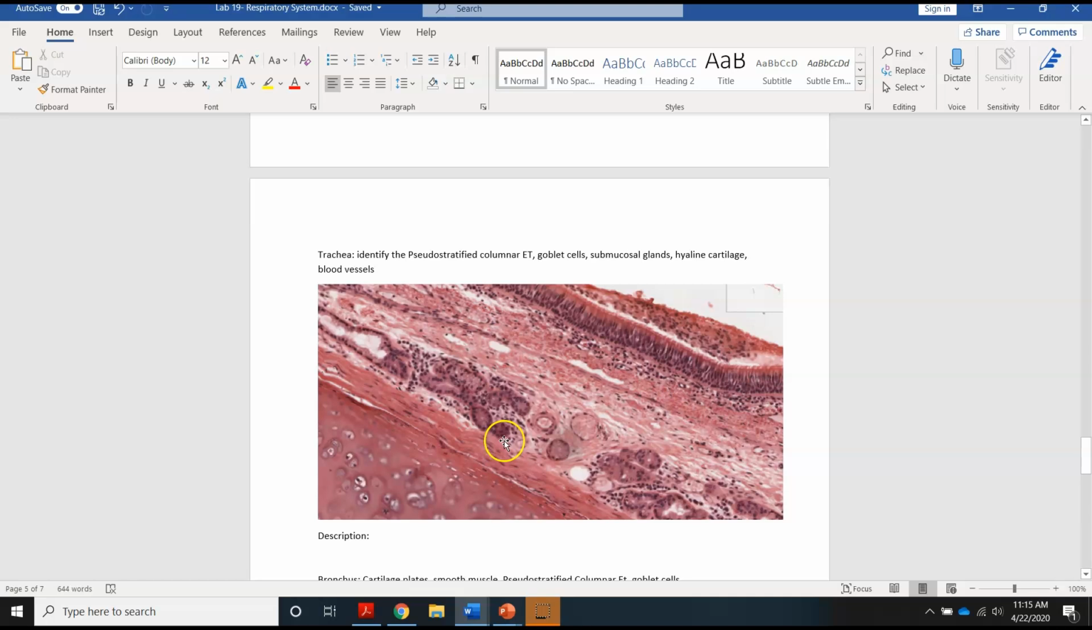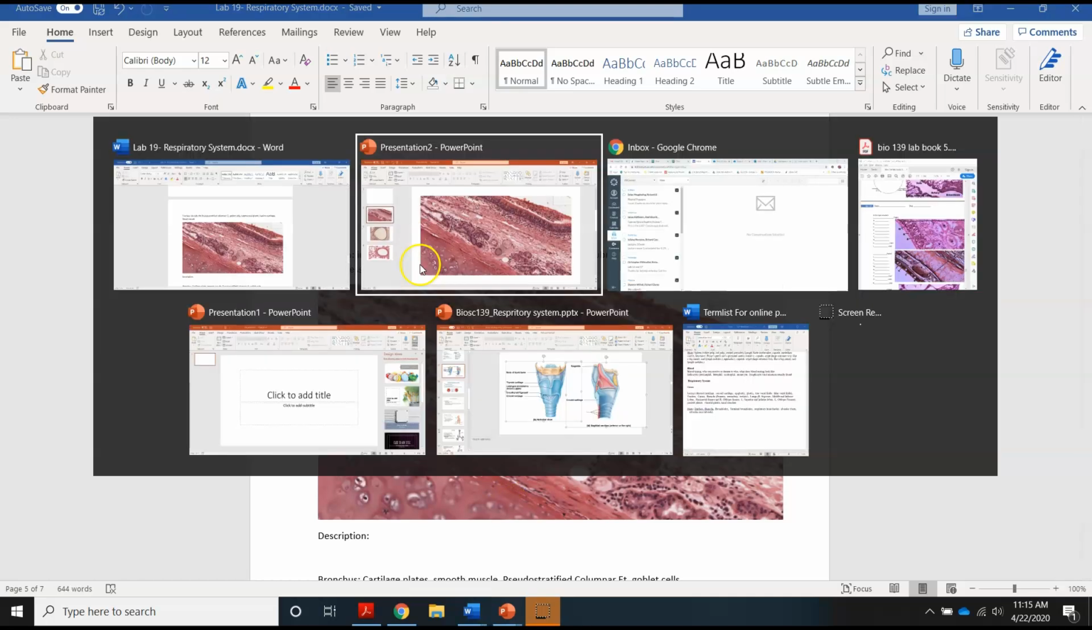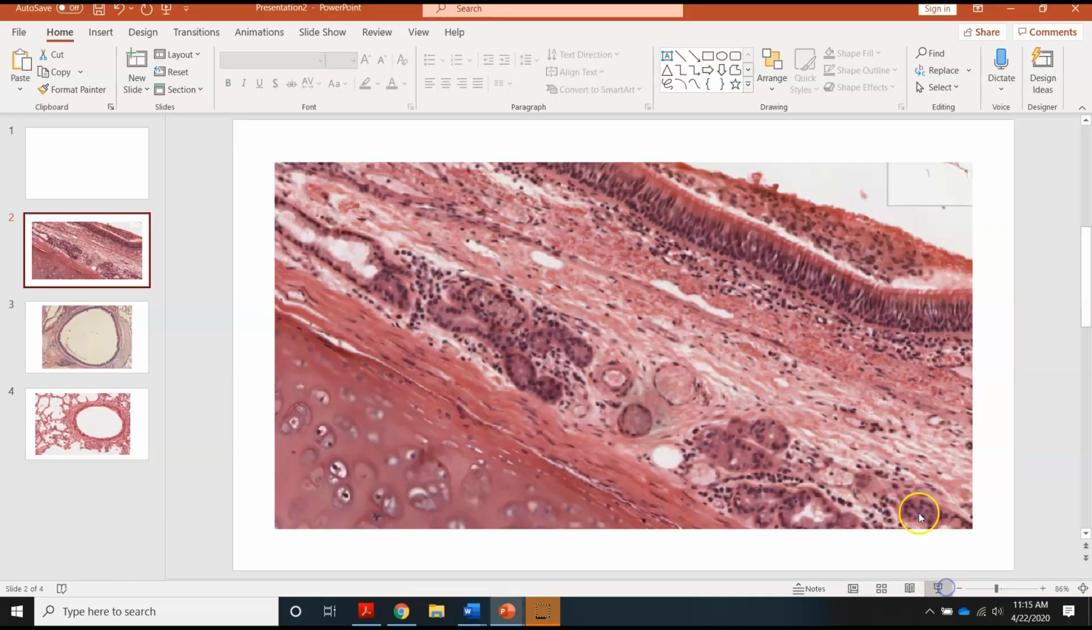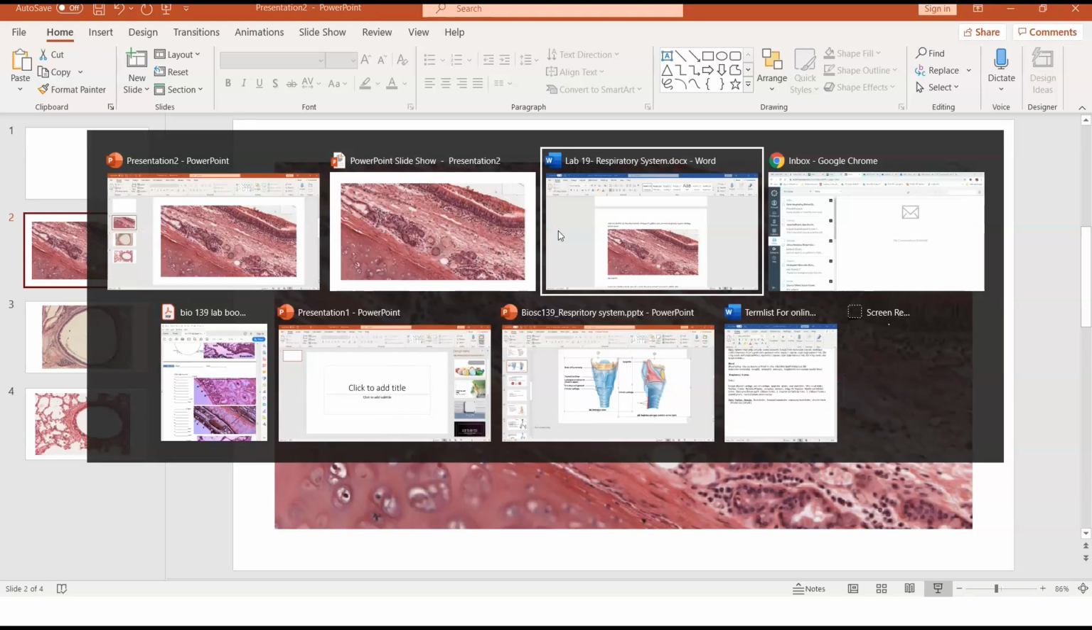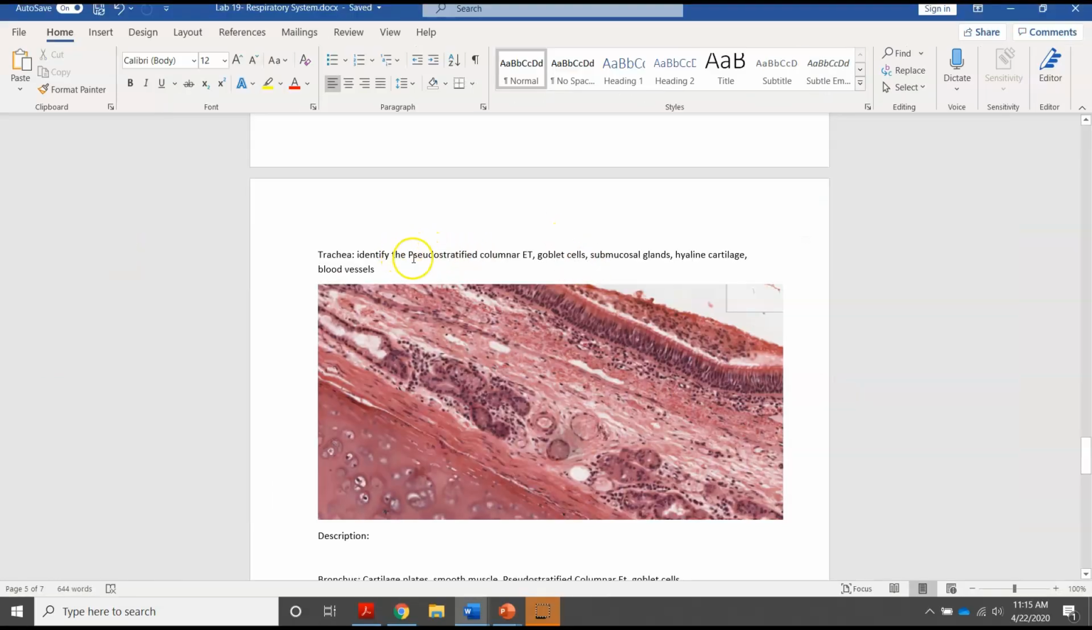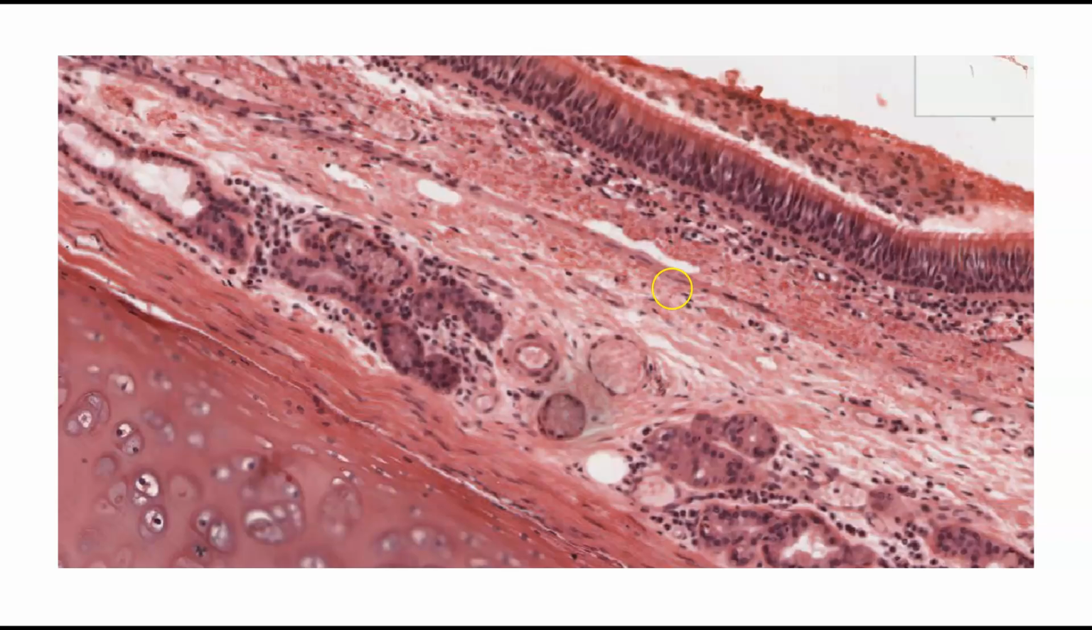So let us begin then with the trachea here. I'm going to make this a little bit bigger so that we can see. For the trachea, I would like you to identify the pseudostratified columnar epithelium, the goblet cells, submucosal glands, hyaline cartilage, and blood vessels. So let's kick back over to this bigger picture of what we can see there.